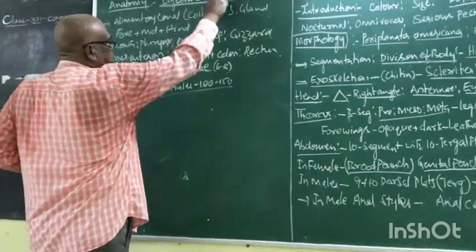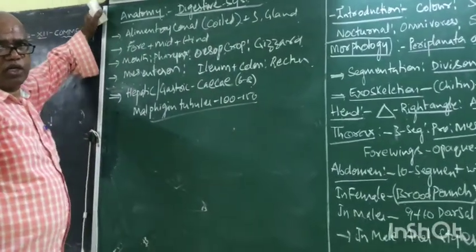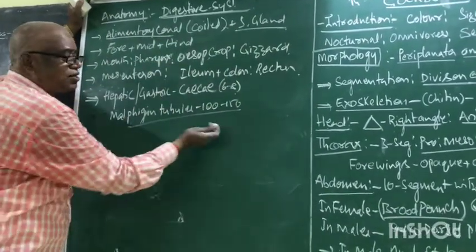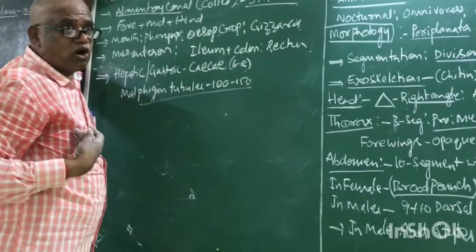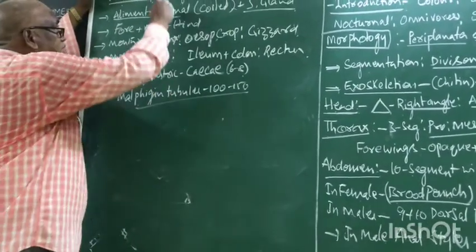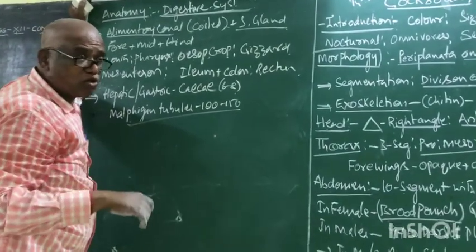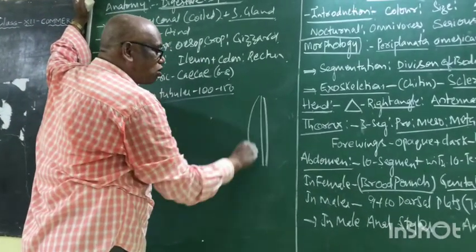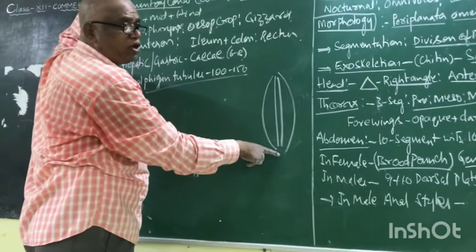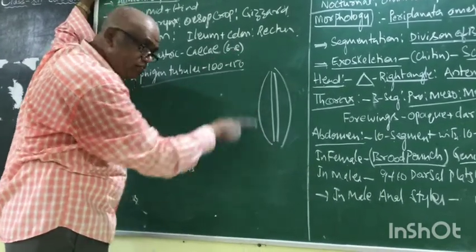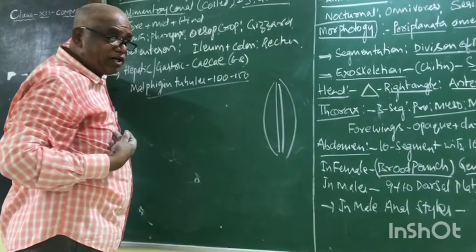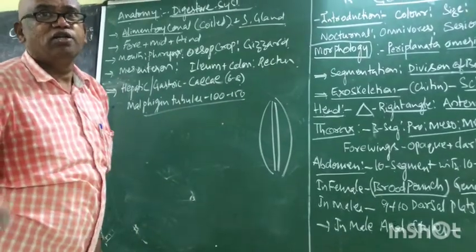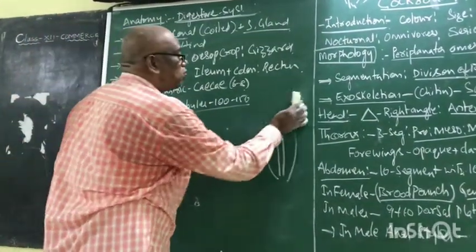Now the digestive system. The digestive system of cockroach contains the alimentary canal and salivary glands. This alimentary canal is coiled. Our alimentary canal is also coiled. This coiled alimentary canal first appeared in arthropoda, that is cockroach. Before arthropoda, in annelida, earthworm, the alimentary canal is straight, not coiled, because its length is equal to its body. But our alimentary canal is 3 times more than our length. Hence, it must be coiled. This nature begins from arthropoda.